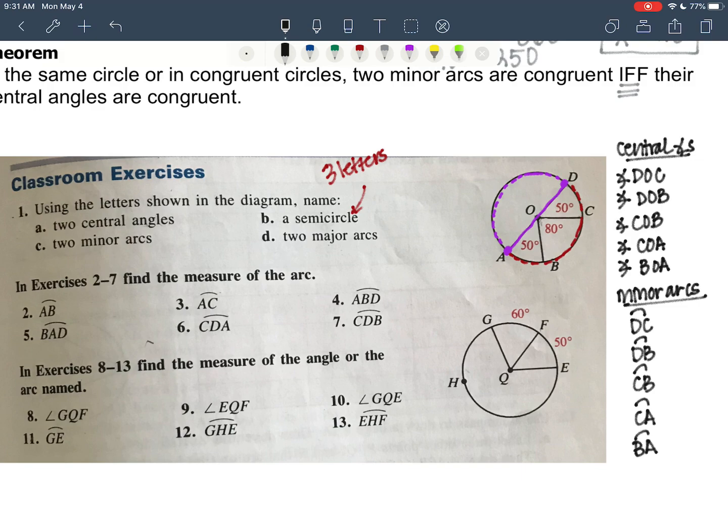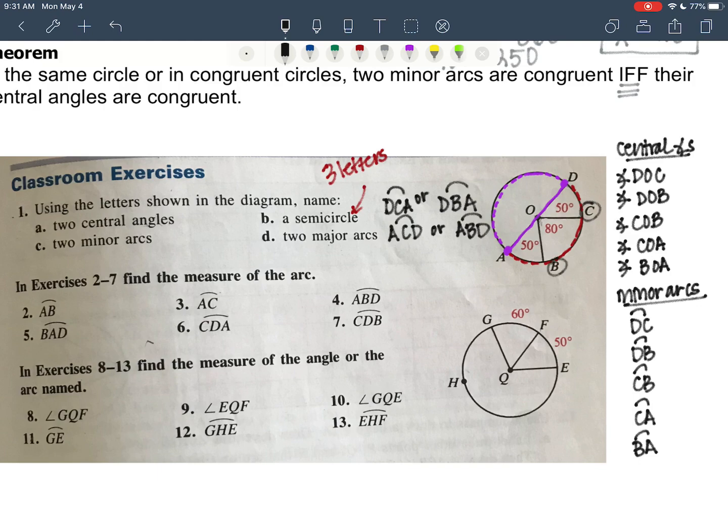So the semicircle is going to be arc DCA, that would work, or DBA, and those would be the only 2. You could also go backwards, ACD or ABD. You've got to start with A and end with D, or start with D and end with A, and one of these 2 letters has to be in the middle.